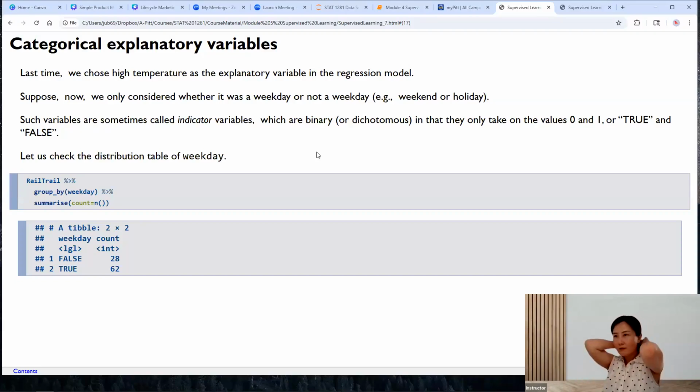Then let's move on to the next small topic, that is categorical explanatory variables. So how to understand a regression model with categorical X variables. Consider a variable called weekday. Weekday is a logical variable which has two values, false or true. 28 false, 62 true. Of course, there are more weekdays than weekend days, right?